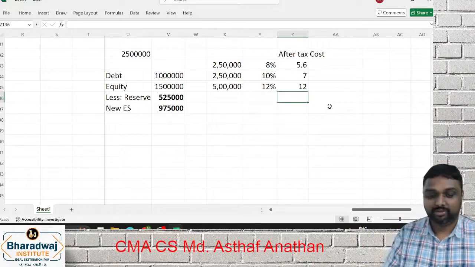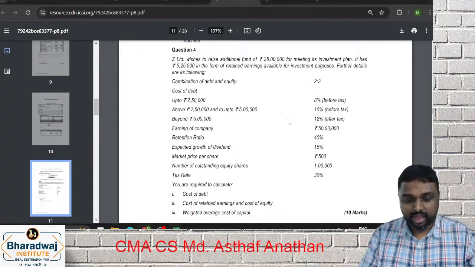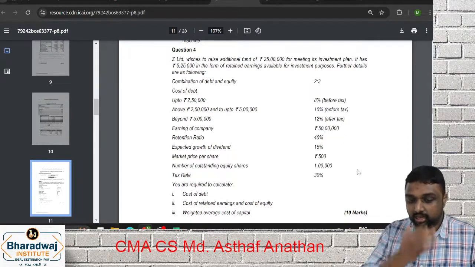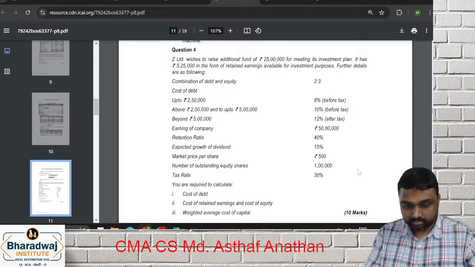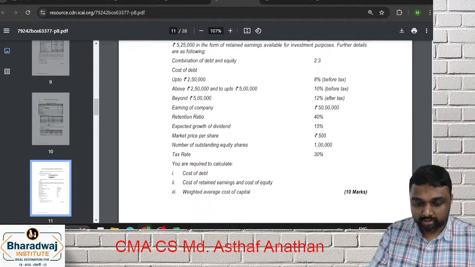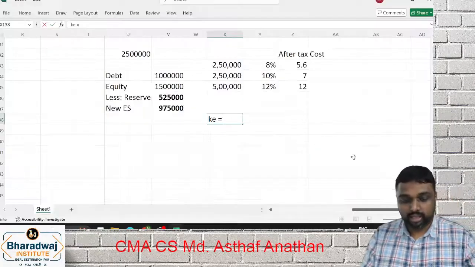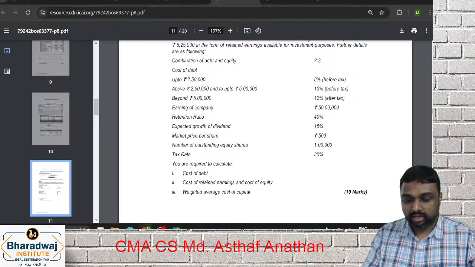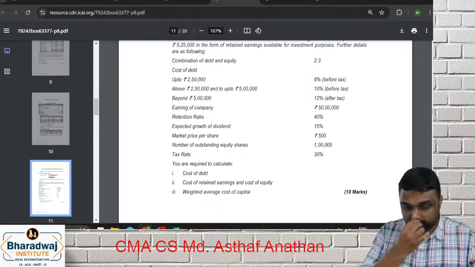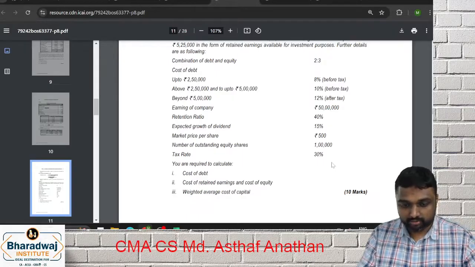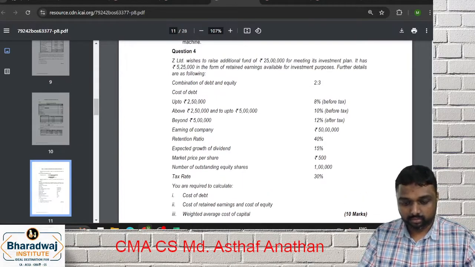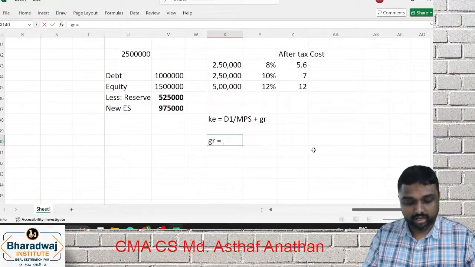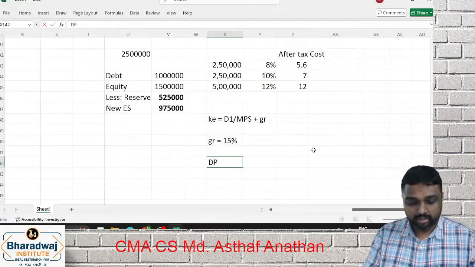Correct? Standard question. Then you have to find out Ke. What is the formula? They gave the retention ratio, growth rate, everything. So you have to go for D1 by MPS plus growth rate. Your growth is the retention ratio, which is 40%. Return on equity, how will you get it? Okay, the dividend growth rate is already given. Growth rate is already given as 15%. So you have to get the dividend per share.